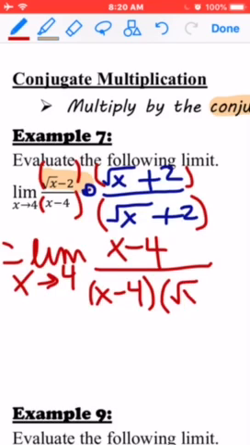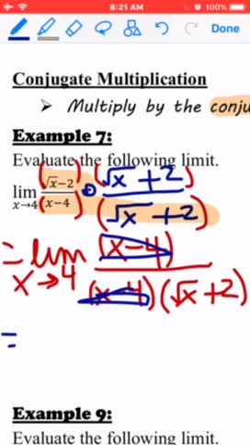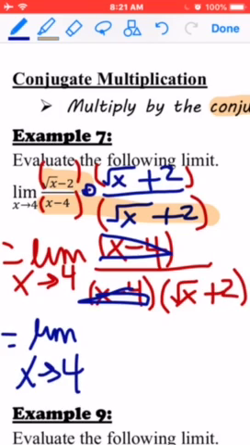If you just leave it like that for now, don't do the denominator out, and hopefully you're seeing why. Because the x minus 4s will cancel. Those binomials on the top and the bottom cancel each other out. So then you're left with the limit as x approaches 4 of 1 over the square root of x plus 2.